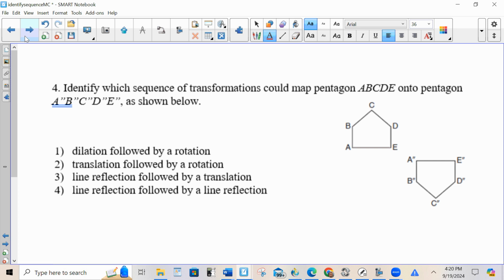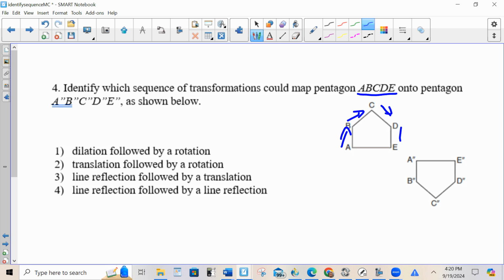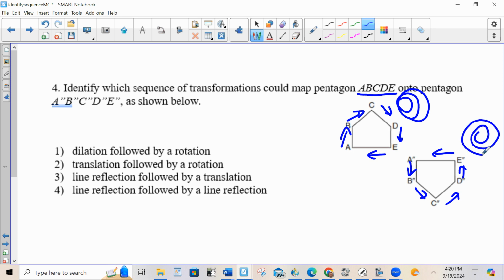To check for orientation, we talked about that in the previous video. You're looking at the order of the letters. So we have A, B, C, D, E. A, B, C, D, E. And then we have on the image A, B, C, D, E. The top one is going clockwise. The bottom one is going counterclockwise.